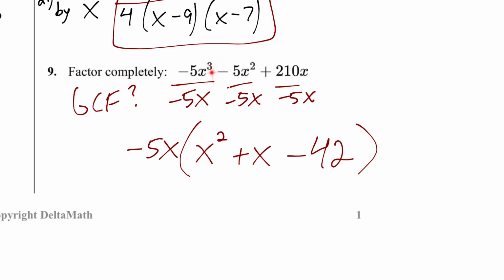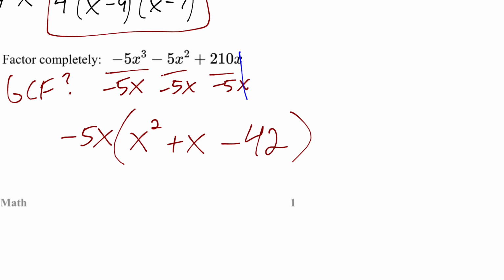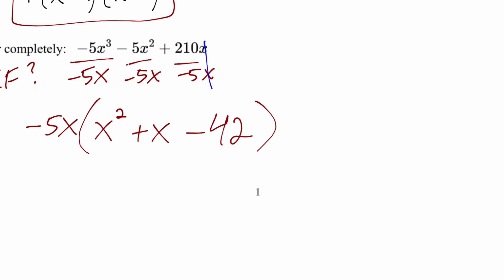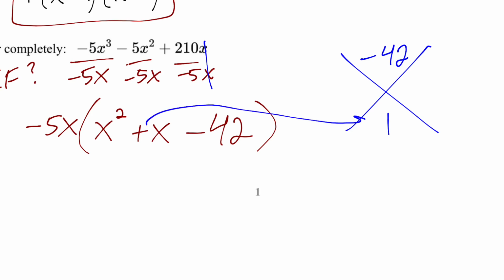And then for the x's, we subtract 1 from the exponent. X to the third becomes x squared, becomes x, and this x just goes away. Gets canceled out completely. We're not done. We still have to do the x method. Negative 42 goes on top, 1 goes on bottom. Where did the 1 come from? This invisible 1 in front of the x.